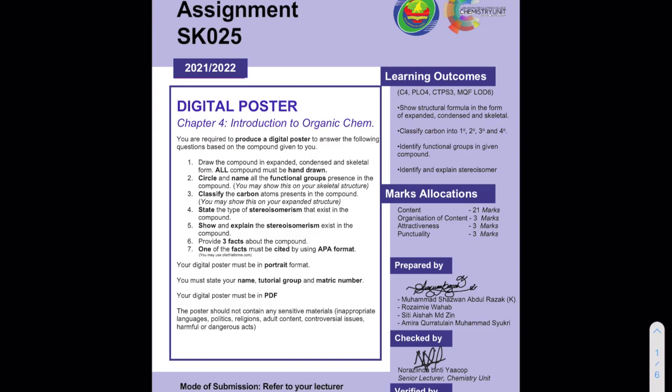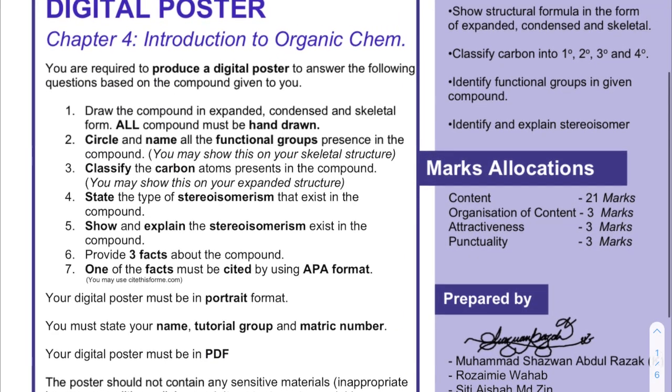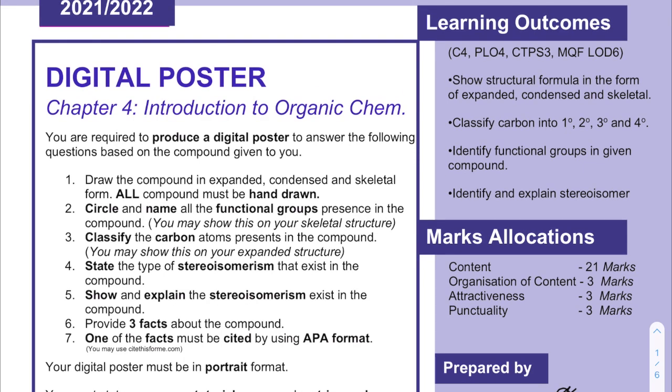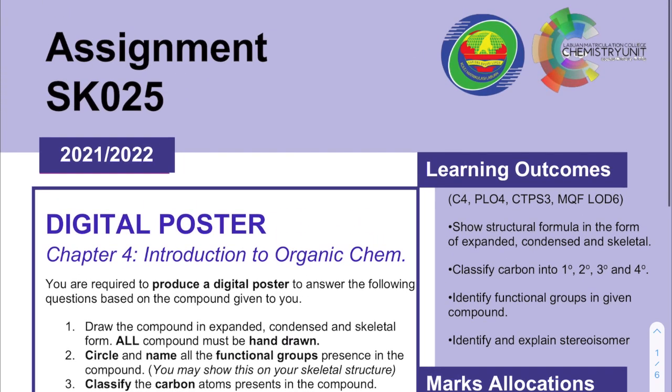So again, if you want to show the draft for me to check is fine. You don't have to show it to me the full poster. You can show it to me the draft only from the question 1 until 5. Okay, for the draft 1 until 5 pun dah okay lah. There's no need for you to show the completed poster. Okay, so that's it for the briefing. If you have any question, you can ask me.